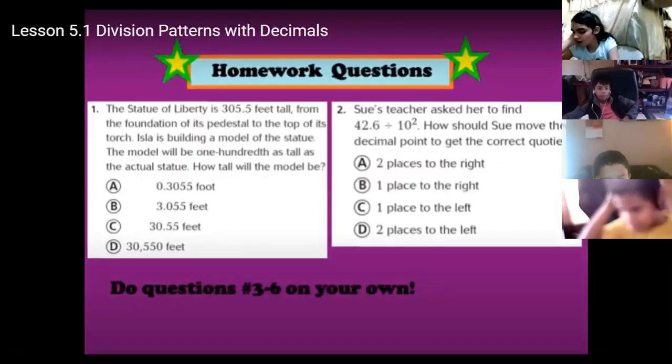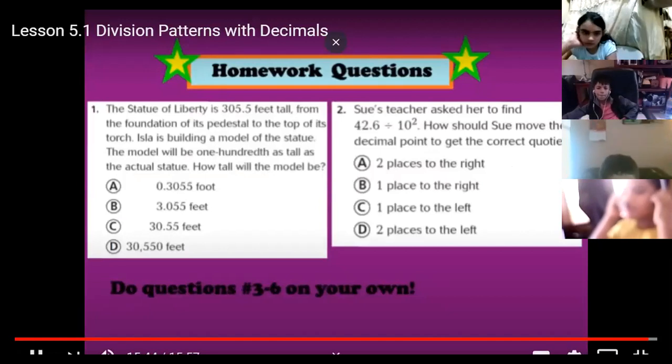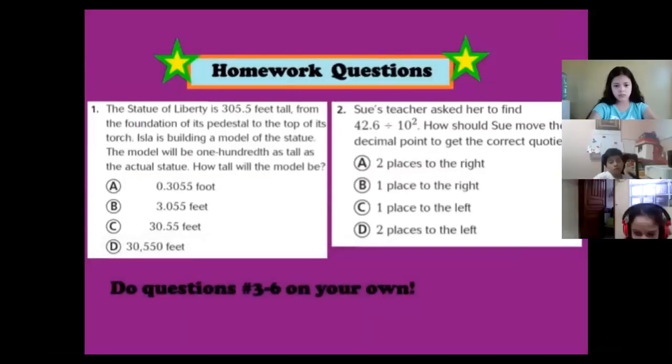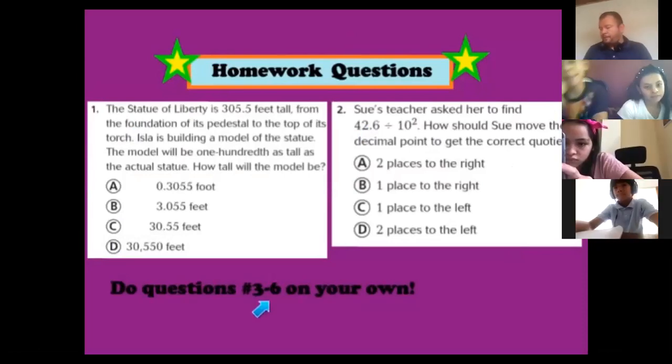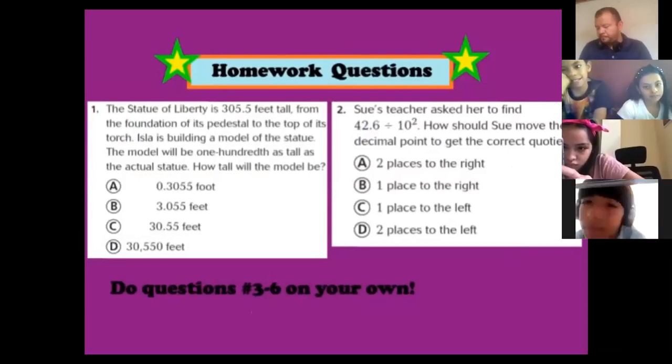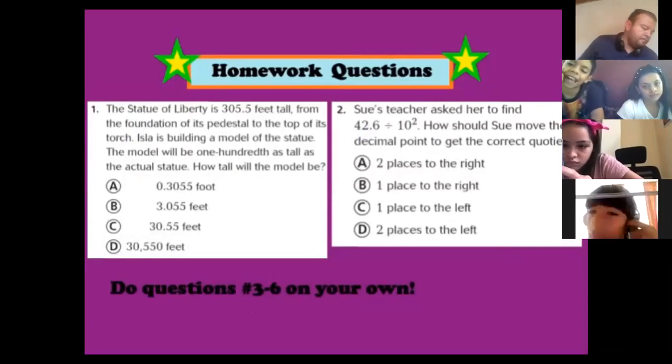Once again, don't forget, your homework questions for tonight will be to complete question 1 and question 2, as well as numbers 3 through 6 found in your Go Math workbook on page 102. Have a great evening, and we look forward to seeing you in class tomorrow.